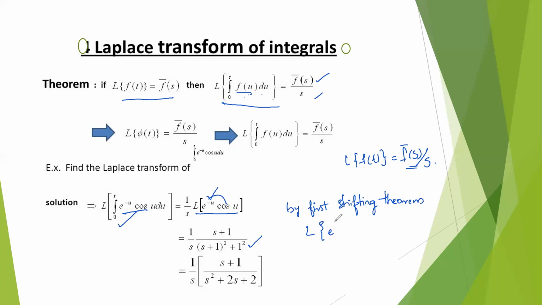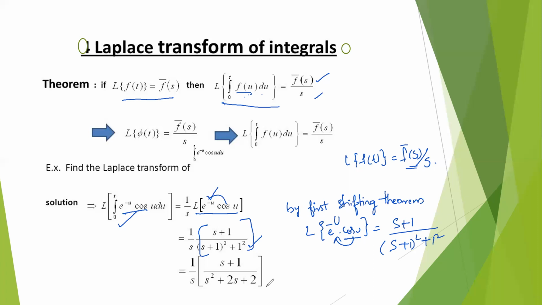So okay, let us do it. E power minus u into cos u. So Laplace transform of cos u is what? S divided by s square plus 1 square. But here, along with cos u, we have e power minus u, so this s should be written as s plus 1. S plus 1 whole square. So what we have written, you see, is s plus 1 divided by s plus 1 whole square plus 1 square.